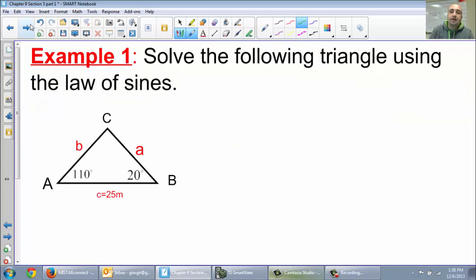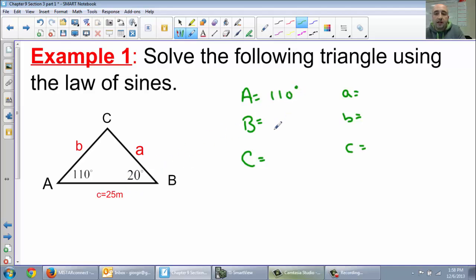Okay, so example 1. Solve the following triangle using the law of sines. Every time we solve a triangle, I want you to list your three angles. So we have angle A, angle B, angle C, all capital letters, and then we have little a, little b, little c. Let's list what we know. We know angle A is 110 degrees. We know angle B is 20 degrees, and we're given little c, which is 25 centimeters.